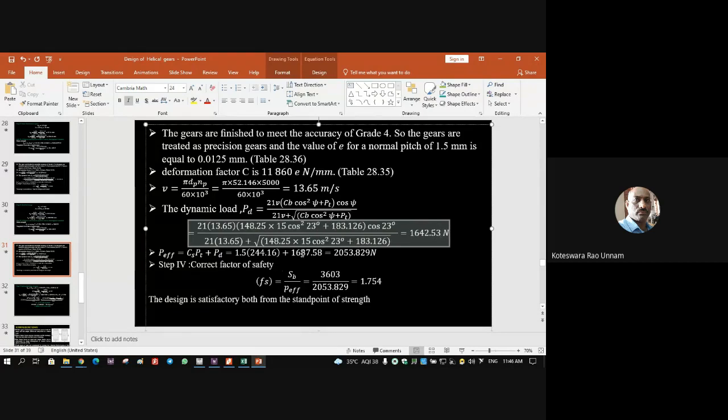So you need to modify that one here also, with 1642.53. And this one also you need to change. The dynamic load is 183.126 plus 183.126 into 2, so it comes out as 2008.78.